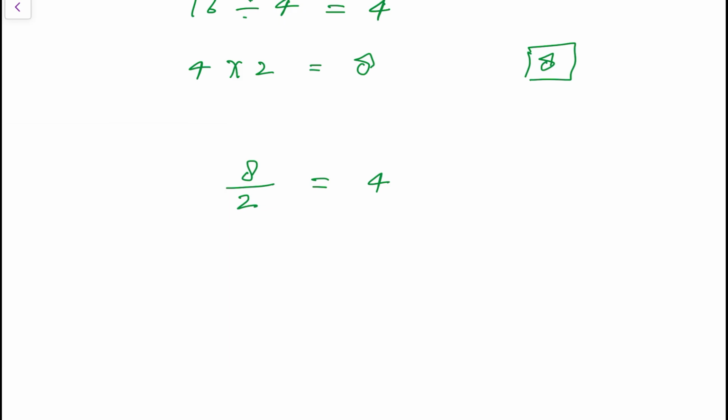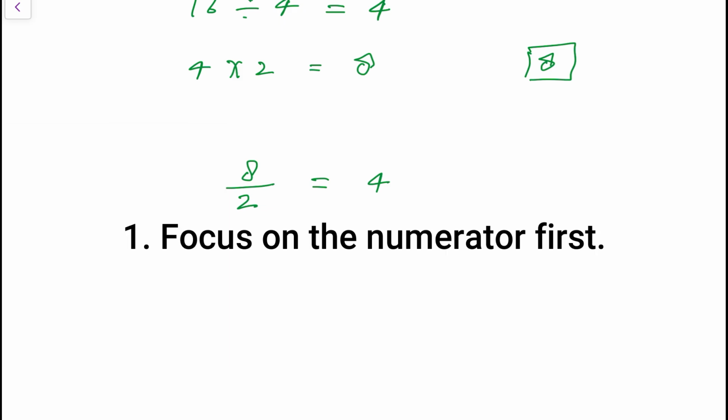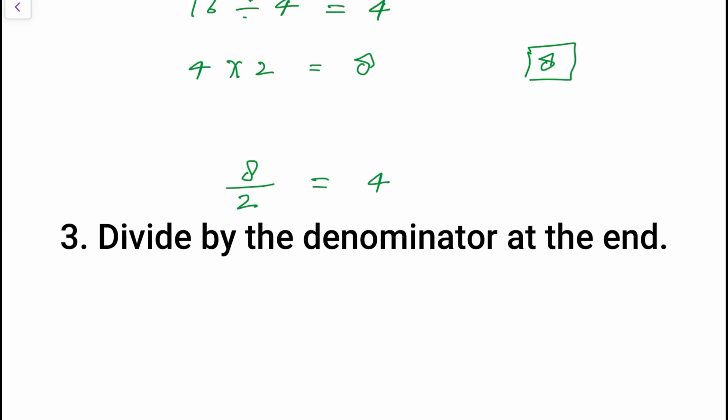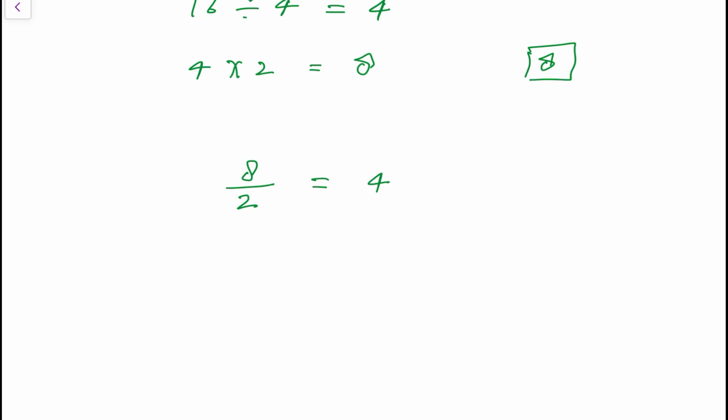So let's summarize it in three easy steps. First one is to focus on the numerator first. Second one is to do division and multiplication from left to right. Third one is to divide by the denominator at the end. So the final result is 4.